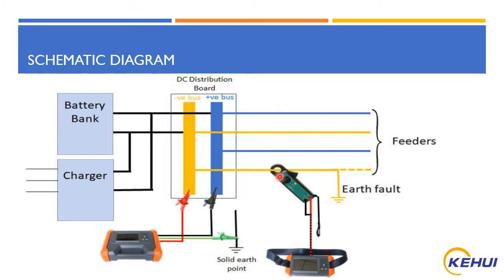So this pulse goes through each and every feeder, but it takes a return path only through the fault point. So when you clamp this sensor to this feeder, which is a healthy feeder, it doesn't get any information about the fault indication. So when you go to the faulty feeder, it gives a clear information of the leakage current as well as the injected voltage waveform.